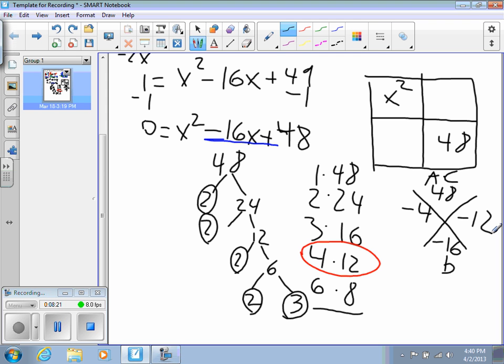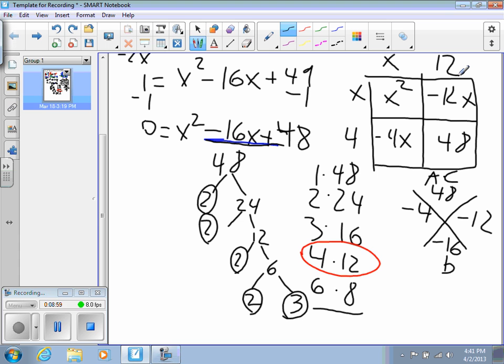So now I use that to break this term right here back apart. I've got negative 4x and negative 12x. Now I just need to see what I have in common. Right here is an x in common. Right here, I have 4 in common. Here I've got 12 in common, right?